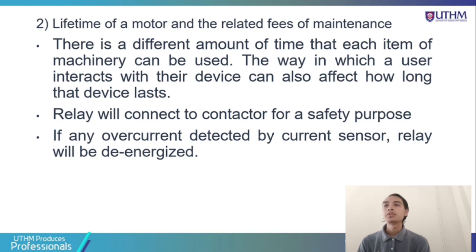So in this project, I will use a relay connected to the contactor for safety or protection of the motor. If any overcurrent is detected by the current sensor or current transformer, the relay will be de-energized and the motor will turn off. So if anything goes wrong with overcurrent, the motor will turn off immediately, and this will increase the lifespan of the motor and reduce the maintenance fee for the motor.